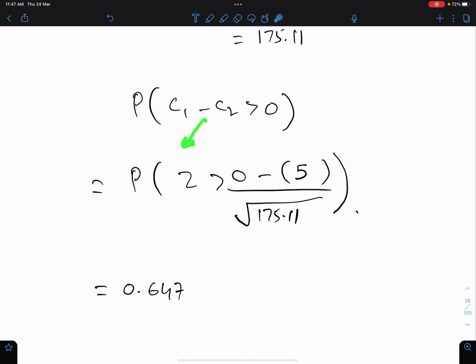Now convert this statement into Z: 0 minus mu over under root sigma square. And here is the final answer. This question is very important.